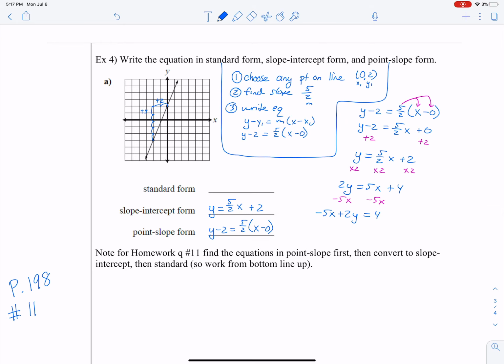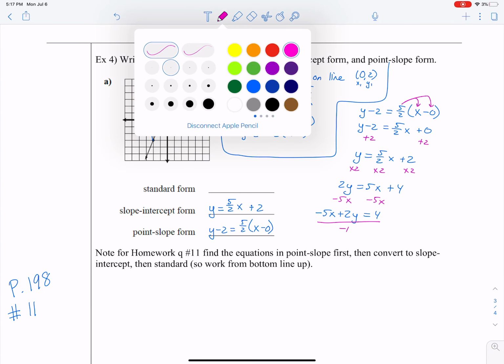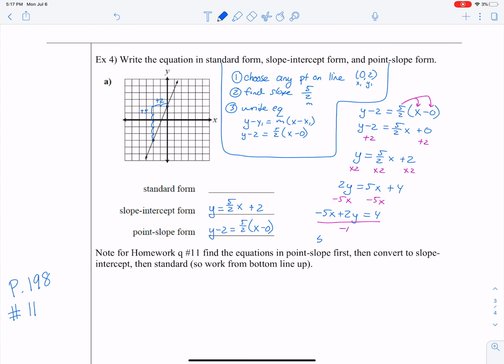And then I don't want it to be negative, so I divide everything by negative 1, which just means you change all the signs. So I get 5x minus 2y is equal to negative 4. And that's my standard form. 5x minus 2y is equal to negative 4.